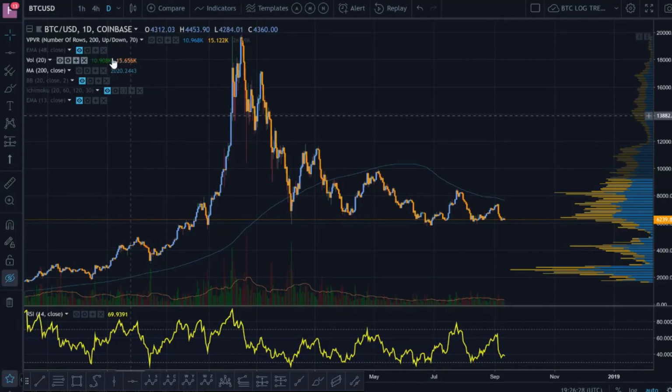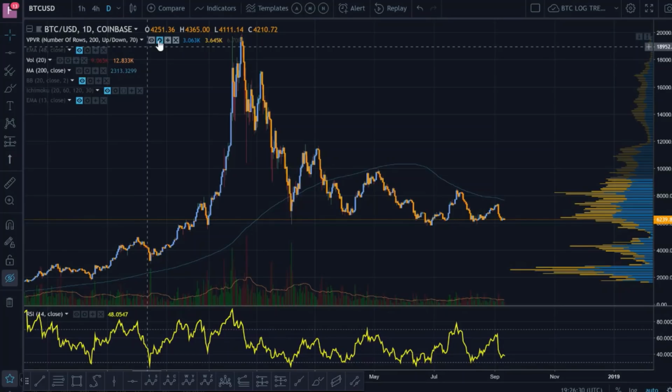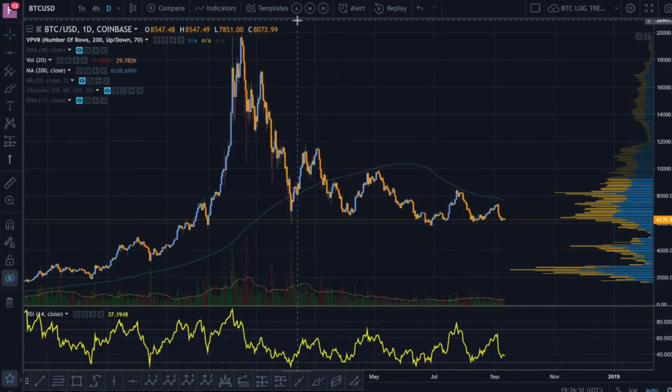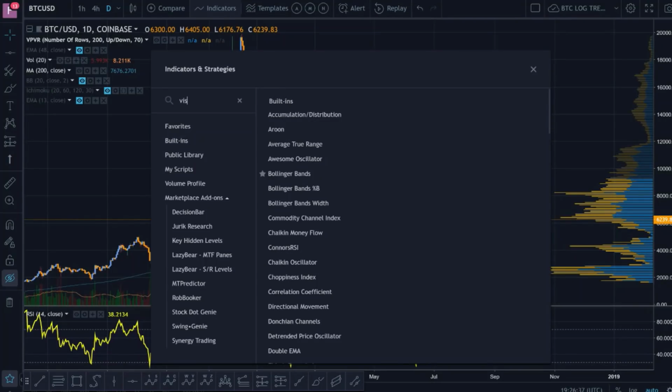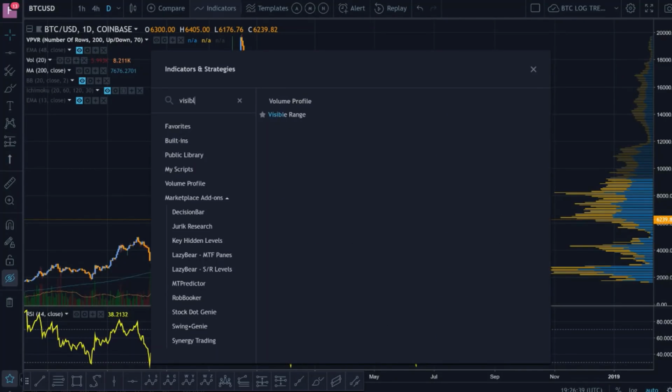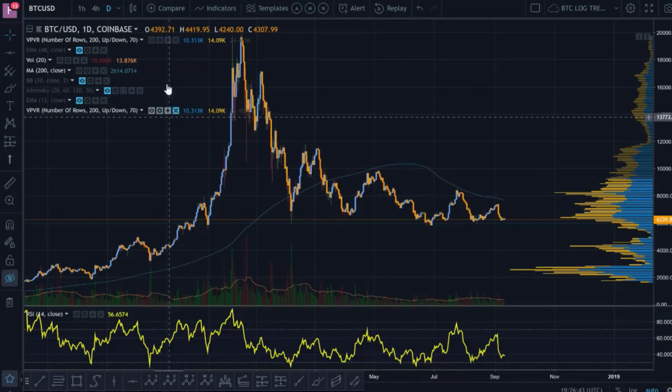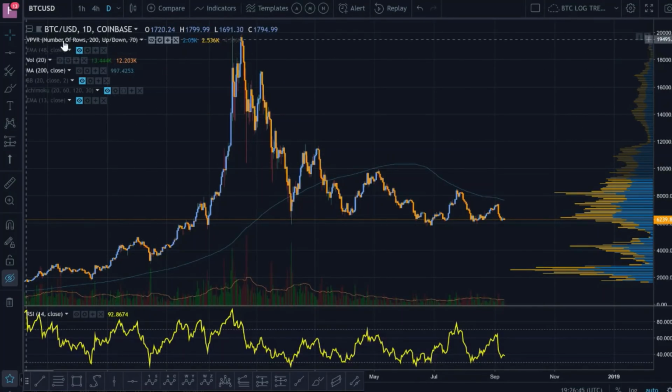And let's just get straight to the VPVR indicator. First of all, how do you get this indicator? That's a good place to start. You type in visible range. I know it's very strange. Type in visible range, click on that, and yes, you've got the VPVR indicator right there. It's going to show up over here. I'm not sure why it's called visible range and then VPVR when it's actually an indicator on your chart.